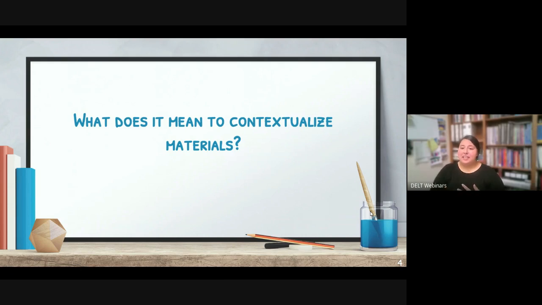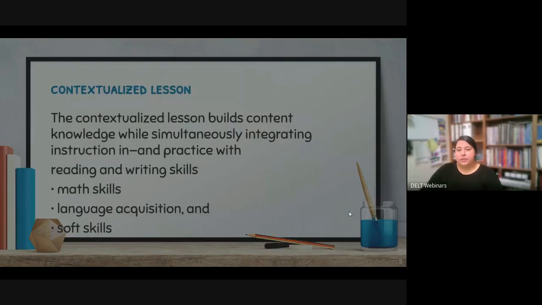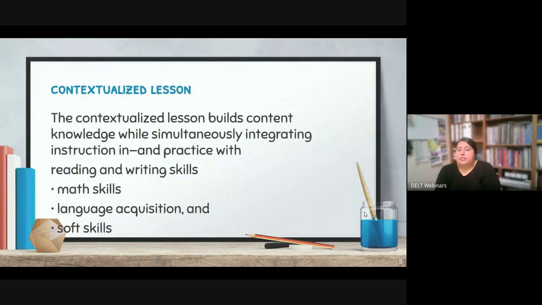Yes, pretty much contextualizing means putting the materials in a way that is relevant to your students. And so we're going to just go over this right quick. A contextualized lesson builds content knowledge. It's really trying to get them to feel like you're not just teaching them concepts, you're teaching them how to utilize it in the greater world. This can be with your reading and writing skills, math skills, soft skills. We're trying to take the concepts that we are teaching in class and bring them into a wider world perspective.